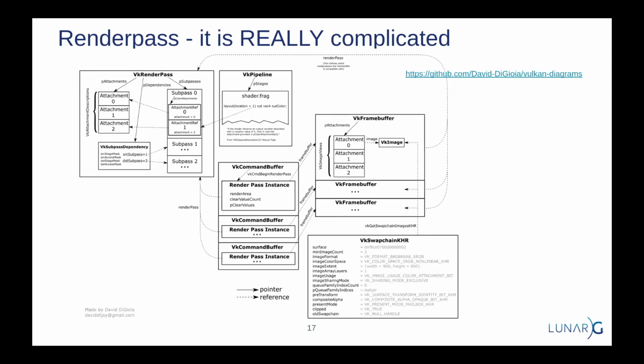subpass boundary. There could be image layout changes. There could be other things. Yes, you will have an execution dependency, but that may not be sufficient depending on what else is going on. So yes, that is an execution dependency if the subsequent source stage mask is bottom of pipe, and the final dest stage mask.